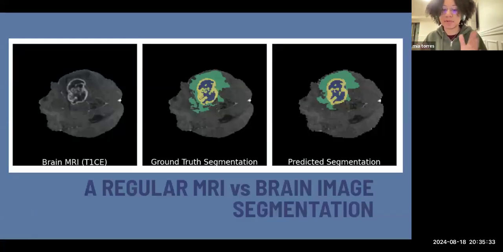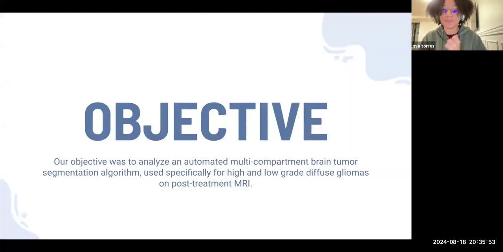So this is just an example of a regular MRI, which is on the left, and then brain image segmentation, which are the two pictures in the middle and on the right. So you can see how segmentation picks a part of the brain to focus on. As far as the difference between ground truth and predicted segmentation, I'll get into that later.